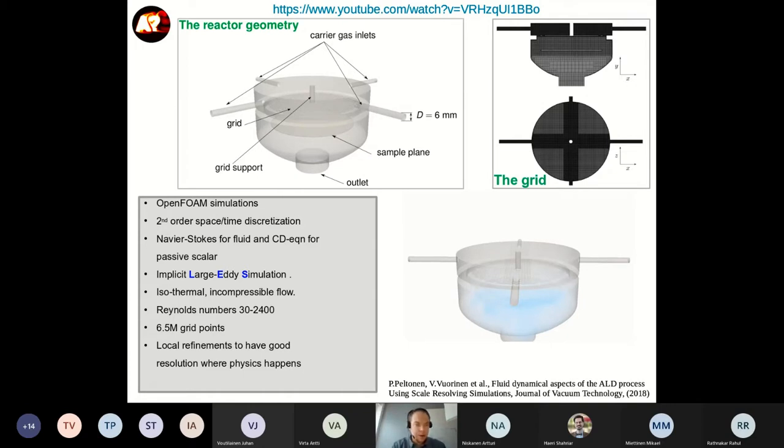The simulations here were carried out with OpenFOAM. It's OpenFOAM because the geometry is complex, so OpenFOAM is good for this kind of complex geometries, like most engineering applications. Then second order space-time, because we want to have as high accuracy as possible in OpenFOAM. Unfortunately, we cannot really go higher in OpenFOAM with the present discretization scheme. So this is typical in engineering applications. Second order is typically enough.